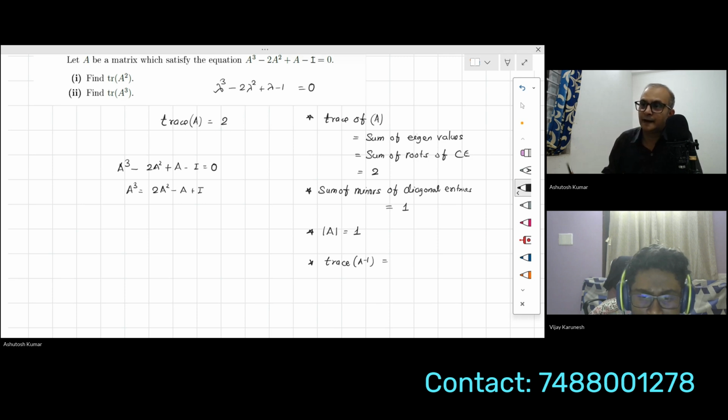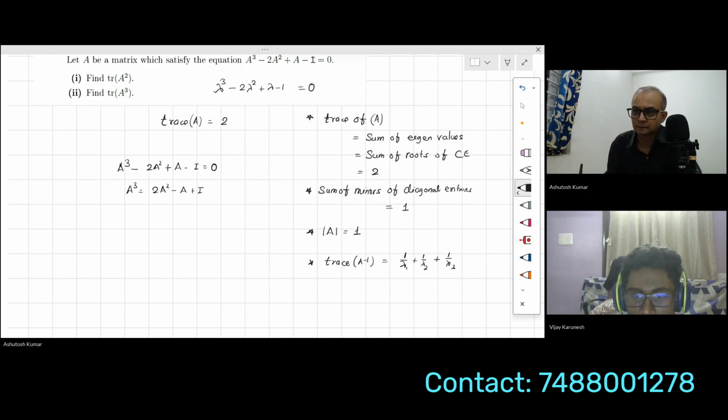It means if lambda 1, lambda 2, lambda 3 are the eigenvalues of A, then the eigenvalues of A inverse are 1 by lambda 1, 1 by lambda 2, 1 by lambda 3. So the trace of A inverse is 1 by lambda 1 plus 1 by lambda 2 plus 1 by lambda 3. Yes. Now can you try? It will be 1, sir. How?